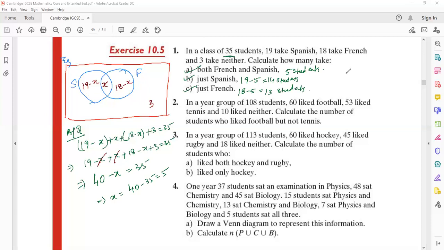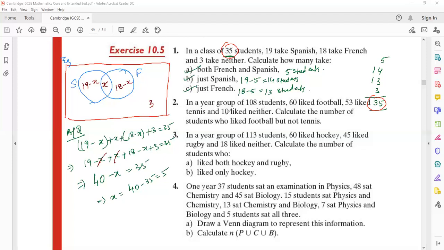Okay. Now for checking, the total is 35 students. So let's check: 5 plus 14 plus 13 plus 3, which was neither. If you add all the values, how much are you going to get? It is coming 35. It should come 35. If the value is 35 and it matches, that means your calculation is correct.